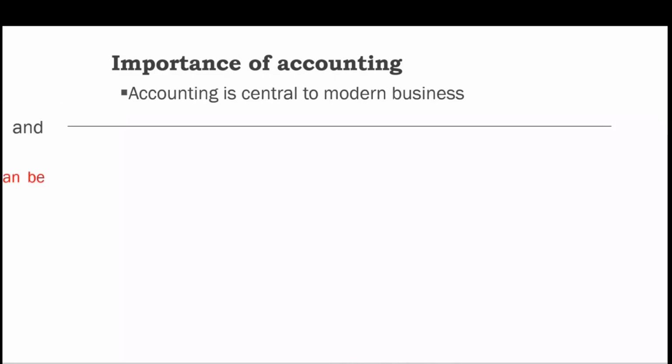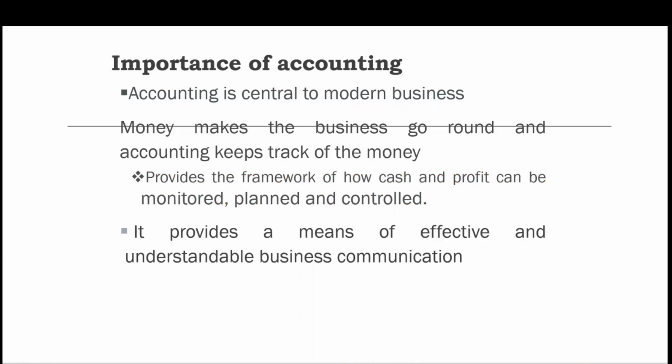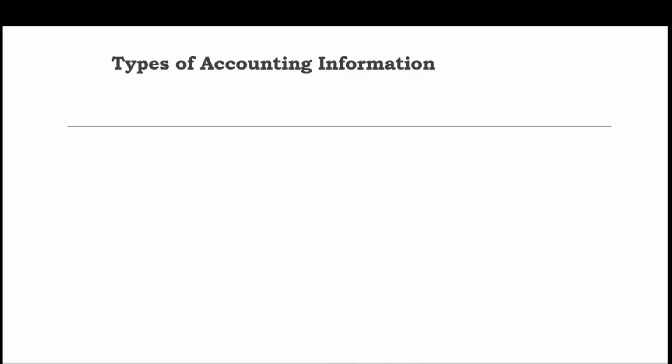Accounting is central to the modern business. Money makes the business go round, and accounting keeps track of the money. It provides a framework of how cash and profit can be monitored and planned. It provides a means of effective and understandable business communication. Overall, accounting provides information to different users so that they can make economic decisions. I think we've mentioned all that.